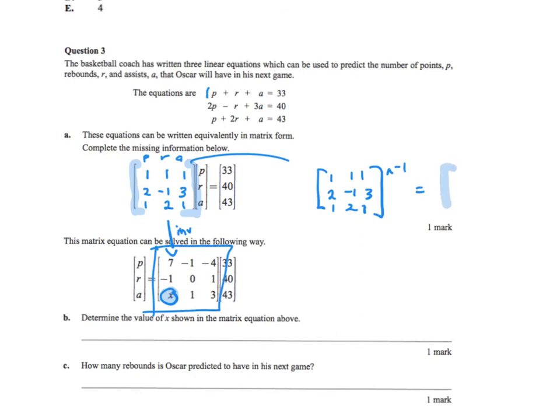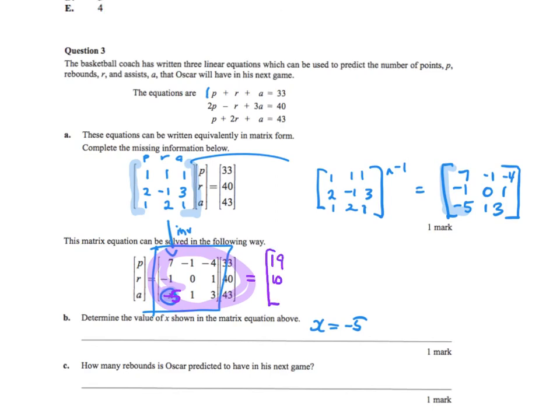And so we put this in the calculator and we have found that we got all of that, but we got -5 here. So we know that x is equal to -5. How many rebounds is Oscar predicted to have in the next game? So what you need to really do is solve it now. So you're trying to solve it. So finish that. Okay, so when we actually do this and we've put -5 in here and we solve it, we end up with it equaling 19, 10 and 4.